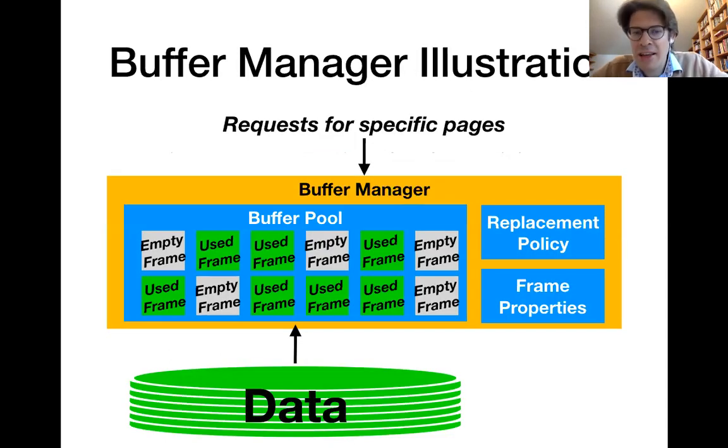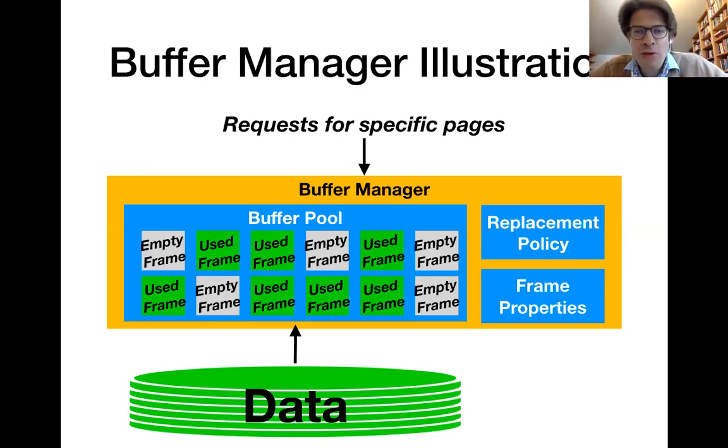Now, here you see an illustration of the buffer pool. So the buffer pool essentially gets requests from higher levels in the database management system. And those requests are about specific pages. So once the buffer manager receives a request for a specific page, it needs to make that page available in main memory. The buffer manager stores pages in the buffer pool that you see here. At any point, some of those slots, some of those frames might be empty, while others are used up by a page.